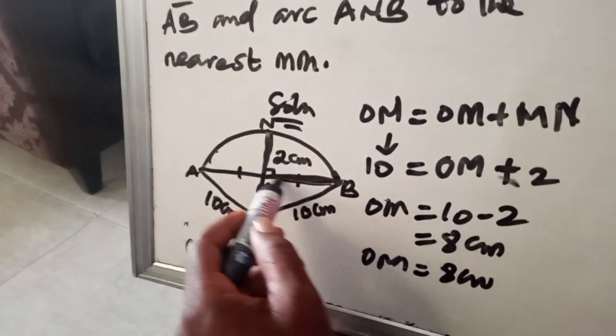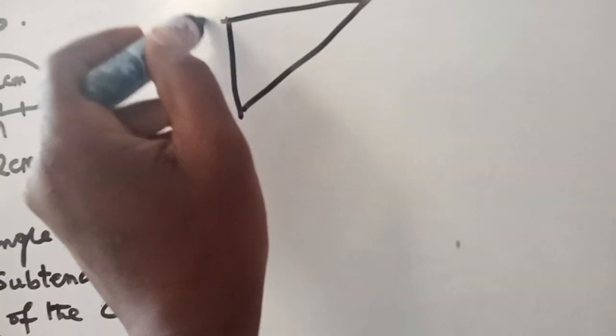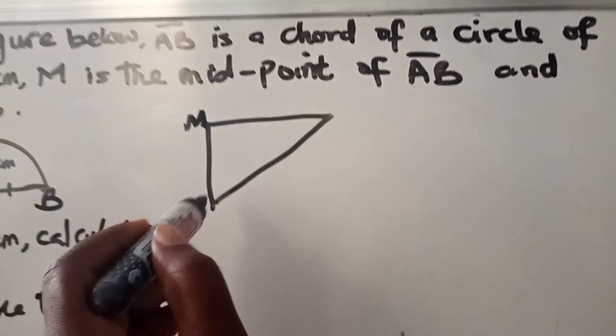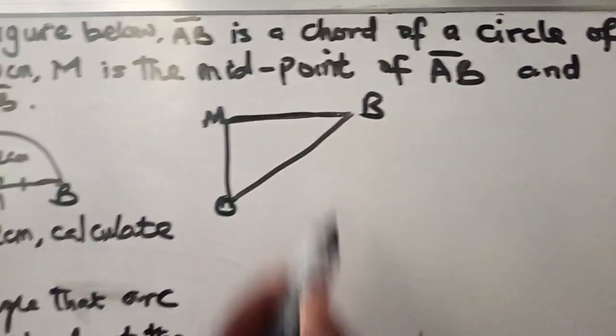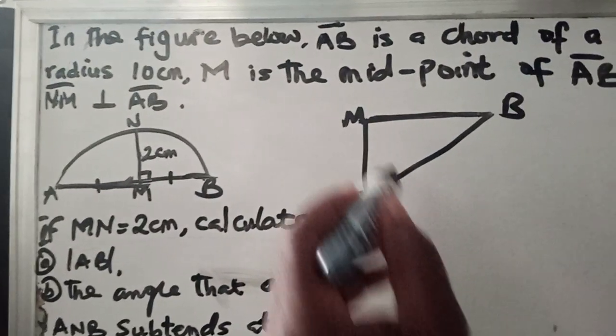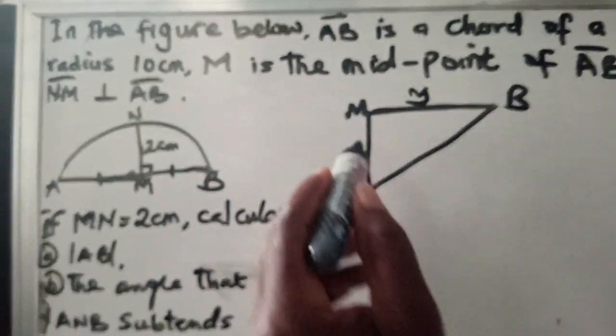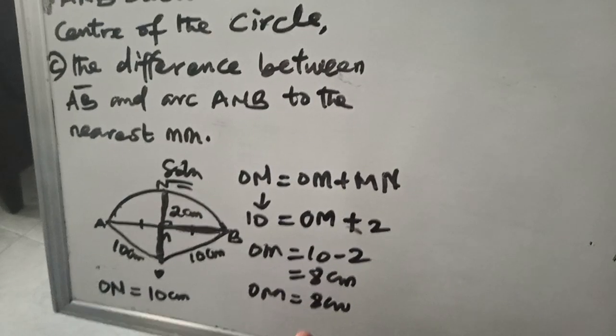We can carve this one out to get a right angle triangle. If we carve it out, you have M, the midpoint here. We have O, we have B. So we are looking for MB, because AM and MB, as you can see here, are equal. So let's call MB y. And we have gotten OM to be 8. You can see it here where we got it to be 8.